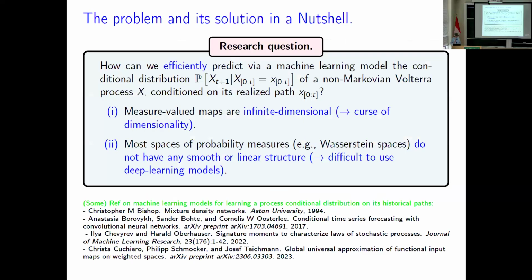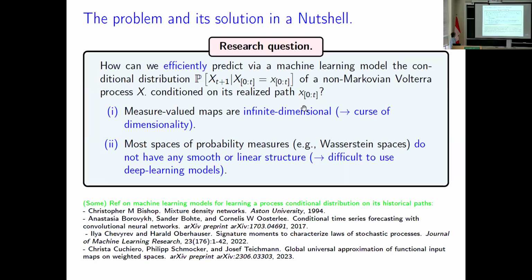I start by presenting our problem, the problem that we take into account, and how we provide a solution to it. So the research question is the following. We would like to efficiently predict via a machine learning model, so we would like to propose a machine learning architecture, the conditional distribution of non-Markovian Volterra processes, conditioned on the realized path.